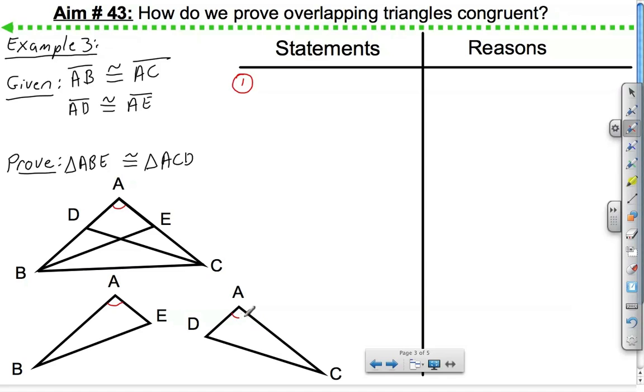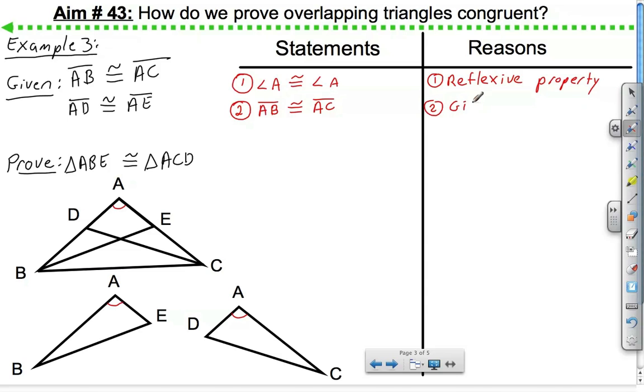So our first statement in our proof will be angle A is congruent to angle A. And the reason will be the reflexive property. Alright, our next statement, we're going to use our first given. AB is congruent to AC. And the reason will be given.